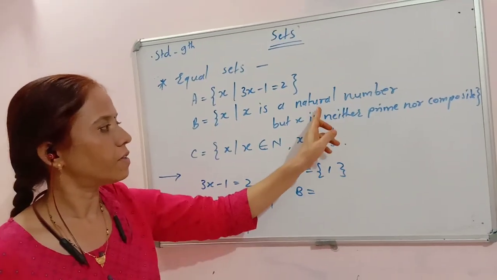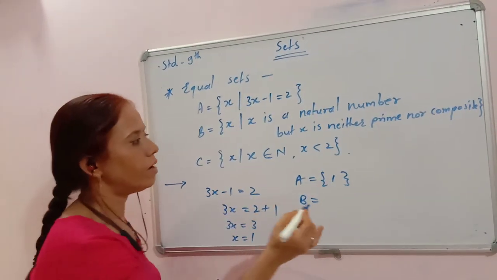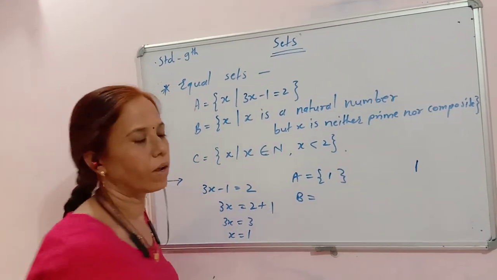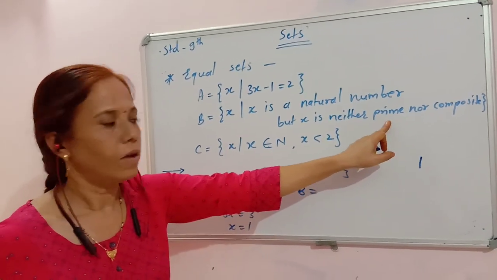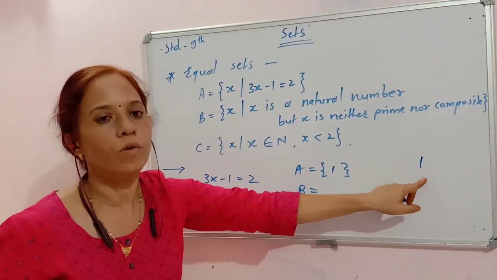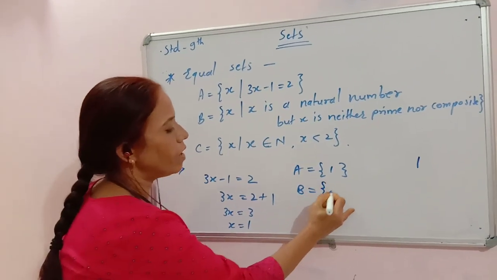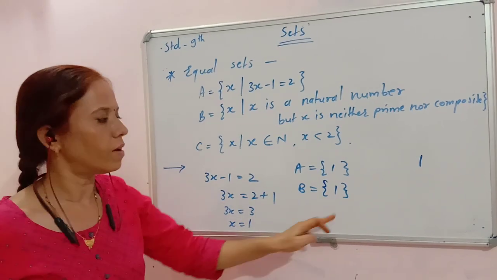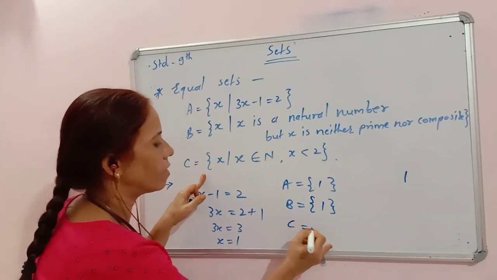So which are the natural numbers which are neither prime nor composite? Only one natural number, that is 1. It does not have two divisors, so it is not a prime, and it does not have more than two divisors, therefore it is not composite. Therefore only one element will come in this set also, and that is 1.